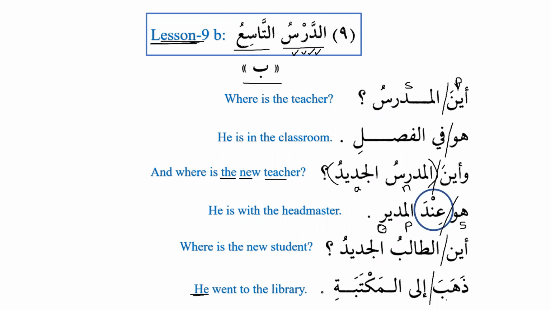It will be in case we don't have the doer after that, but if we have a doer after that, for example, if we say dhahaba bilalun ilal maktabati, then the translation will be Bilal went to the library. Dhahaba bilalun, if we have a noun after that. But if we don't have a noun after that, then it will be he went to the library.